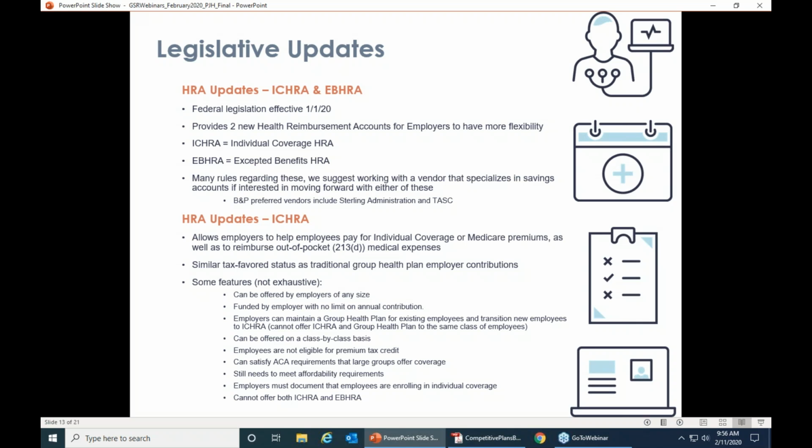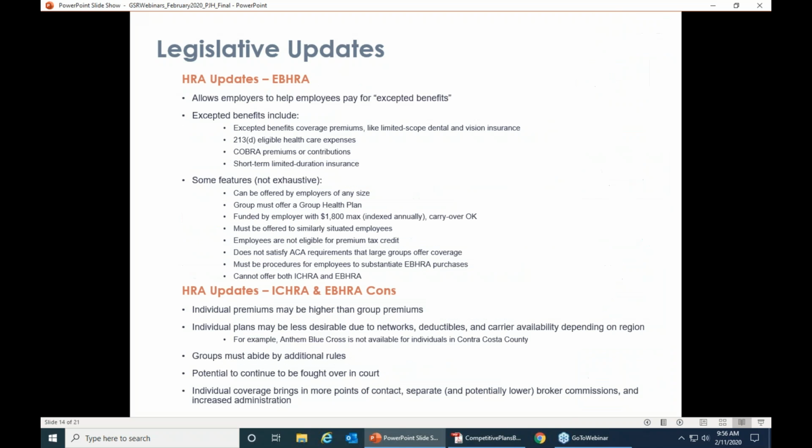But there are some things that we want to make you aware of. It can be offered by employers of any size, but the big thing is that it can't be offered with a group health plan to employees in the same class. So for classes of employees, as we know, the only class that's available is a union, non-union carve-out. All the other classes are not available. So this is kind of interesting how it was written this way. But anyway, the rules are here. Keep this in mind if it comes up. Otherwise, you don't necessarily need to go into a lot of detail on this.